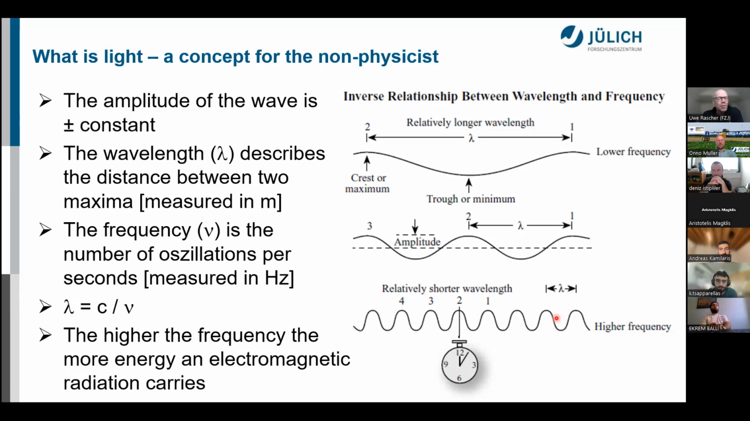And in principle, you just have to keep in mind, if you measure one of the two, like wavelength or frequency, you have already a very good description of the energy of this electromagnetic radiation, of this flux of photons of light. And pretty intuitively, the higher the frequency, so the more fluctuations you have, the higher is also the energy which is carried by this electromagnetic radiation.